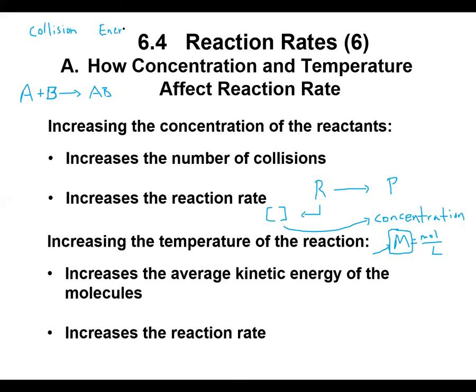So one way to help with the collision part is to increase the concentration, which means there will be more reactants available, more of these guys floating around, say in a solution, whatever it may be. Because there's more of them available, that should lead to more collisions between them, and more correct collisions in terms of orientation. That should also allow us to make more product, so it should increase the reaction rate.